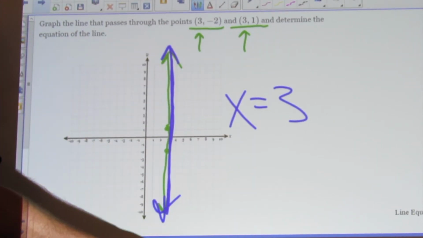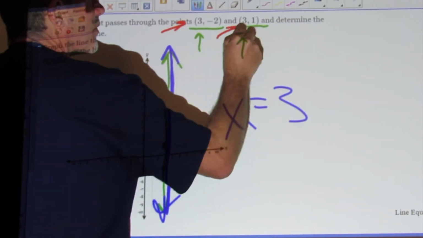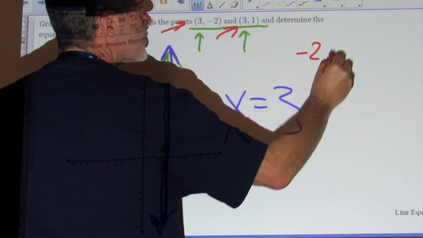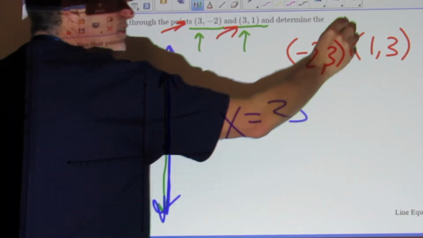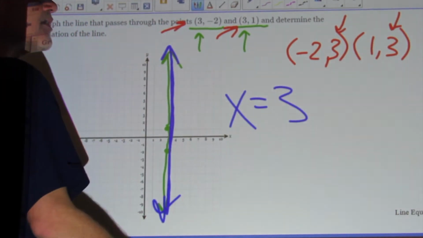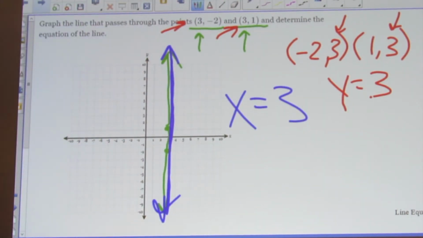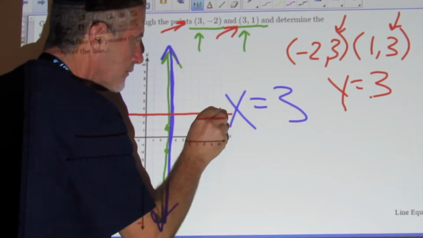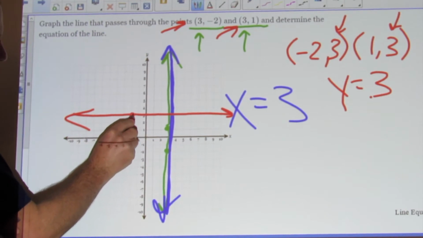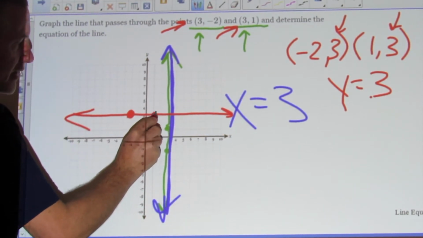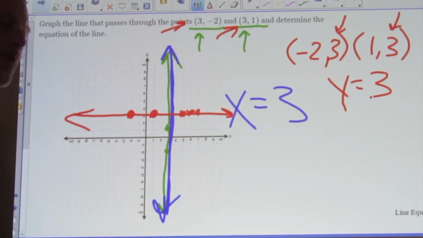So just to clarify, let's say we had these numbers turned around. Let's say it was at -2, 3, and 1, 3. Now I notice that the y is the same. I don't have to do any work at all to determine that the equation of that line is y equals 3. And that one would look like this. Let me prove it. -2, 3 would be right here, and 1, 3 would be right here. 5, 3, 6, 3, 7, 3, the y would always be 3 in that.